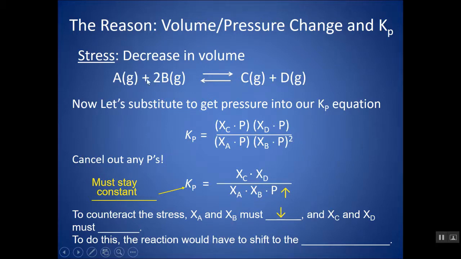So in order for the mole fractions to go down, I'd have to shift away from that side. And the mole fractions of C and D should go up. Well, how would that happen? If I shift toward that side. So that's why it's shifting to the right. And if you notice in this situation, shifting to the right is the side with fewer moles. This has 3 moles of gases. This has 2 moles of gases.